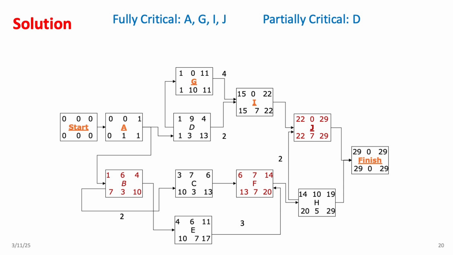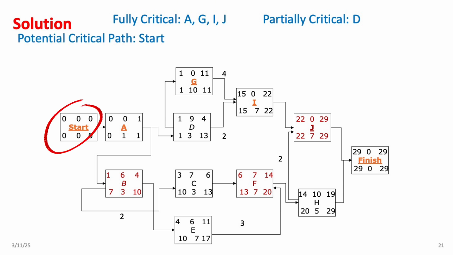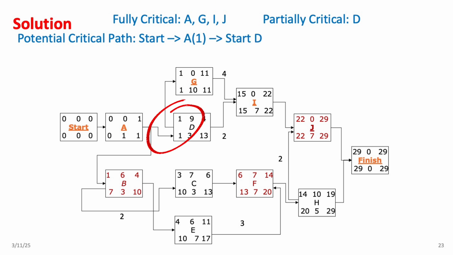To find the critical path, let's start from the start milestone. It is followed by activity A, which has a 1-day duration. This is fully critical, so we include it in the path. From activity A, we have 2 possible paths, one leading to activity D and the other to activity B. Since activity D is critical at the start, but activity B is not, we follow the start of activity D.